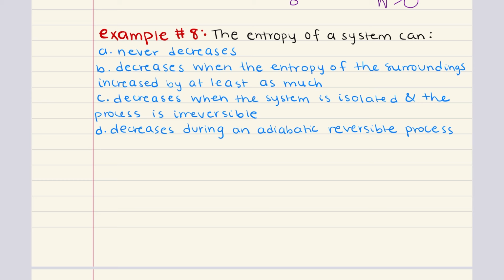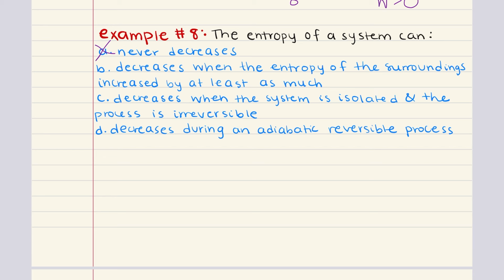Option A says never decreases. This is incorrect. While the entropy of an isolated system never decreases, the entropy of a non-isolated system can decrease if there is a corresponding increase in the entropy of the surroundings. Therefore, this option is too absolute and it really doesn't account for non-isolated systems. So it's not the correct answer.